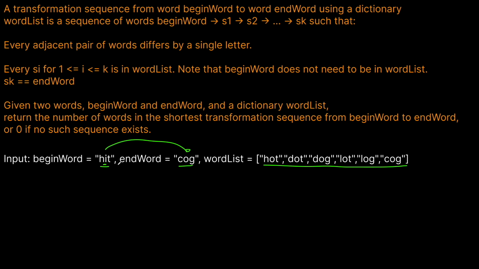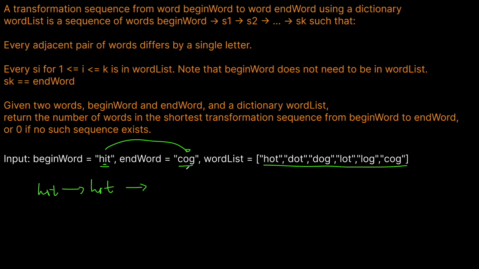So let's see. Can we get to an O, which is what we want in the middle anyway? If we go to hot, we can change the I into an O. So we'll have hit, we'll change it, and now we've changed it to hot. Now we need to continue going. We want to start getting closer to our next word. So how can we change something here?